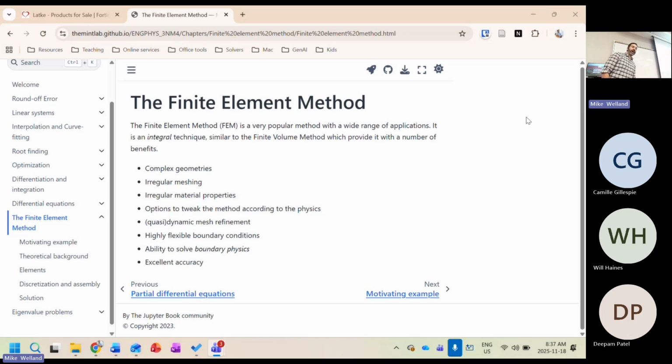Finite element method. We've been building towards finite element. So we've been building towards this thing for a while now.